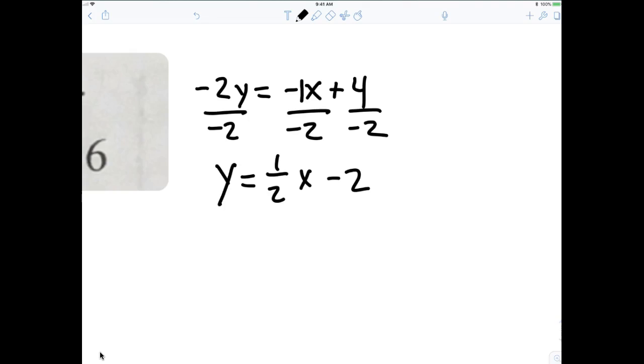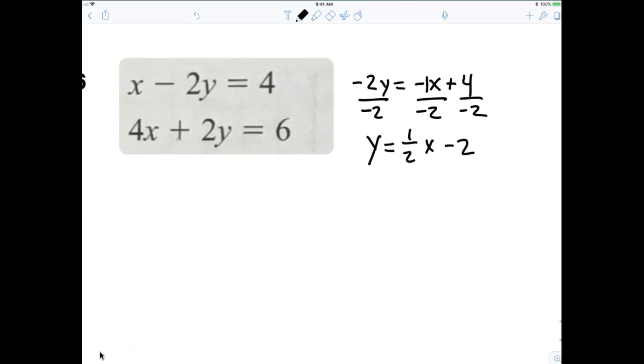All right? Now, Reagan, what about the next one? You would have to move the 4x. Right, so that becomes 2y equals negative 4x plus 6, and now what? You have to divide by 2. Correct. And it would be y equals negative 2x plus 3. That's how simple.